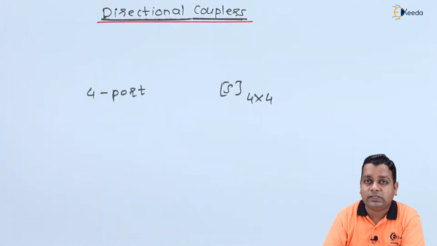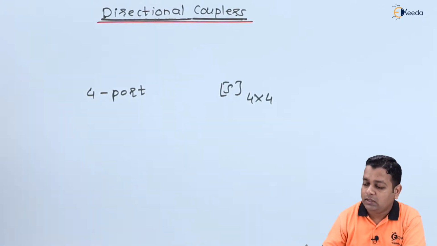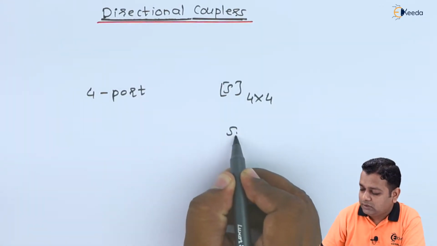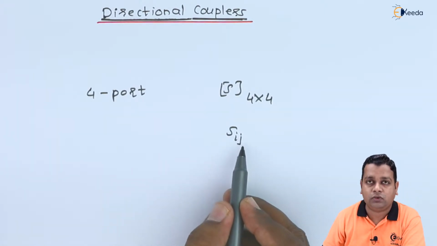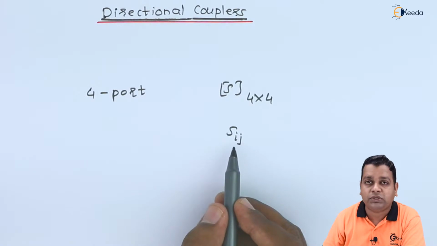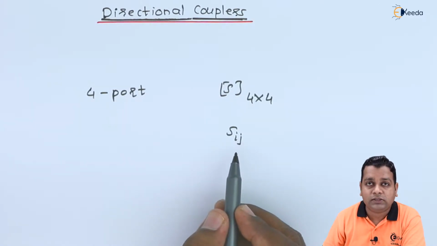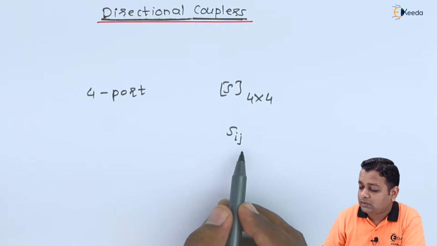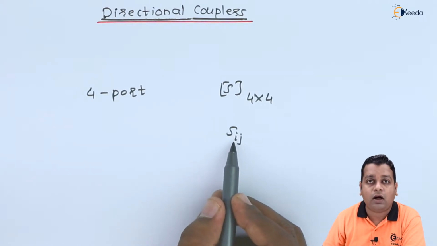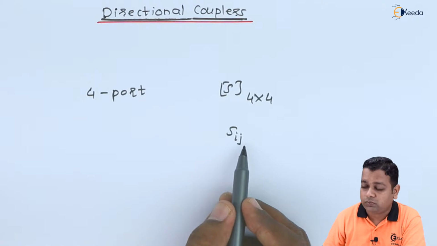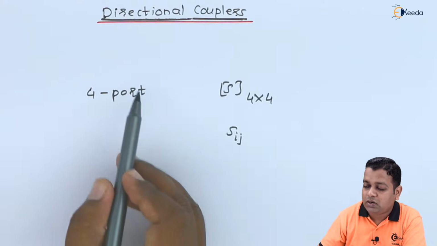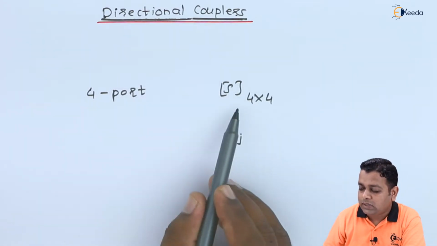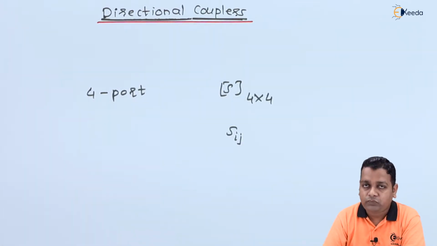So the total of 16 scattering coefficients, generally represented as capital S suffix ij, for the ith row and the jth column. It gives us the information that when the power signal, the microwave signal, is fed as input to the ith port, the output is produced at the jth port. So this is the scattering matrix. One thing is clear: because of the 4 ports of the directional coupler, we have a scattering matrix of 4 by 4 order. Now let us talk about its structure.